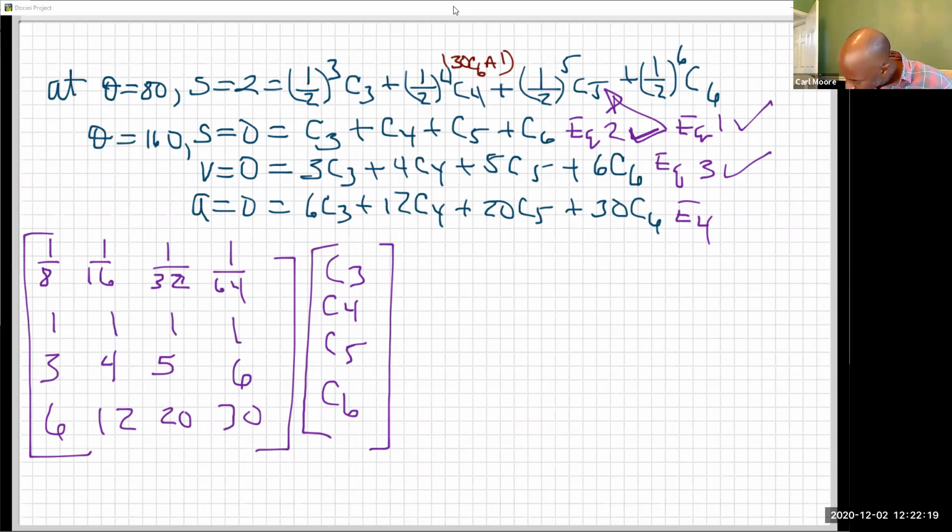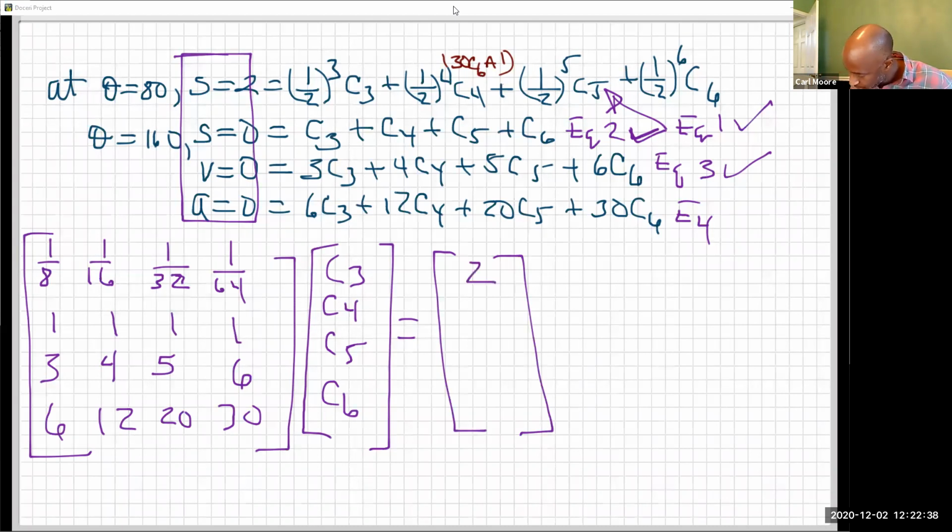Now, when we multiply this matrix times this vector, we get basically this information, right? For my S equation, when I multiply the 1/8 times C3 and add it to the 1/16 times C4 and so on, I'll have S equal to 2. When I do the same for equation 2, I'll have S equals 0. For the third equation, I'll have 0 for V, and for the fourth equation, I have 0 for A. Those are all the items that I have.